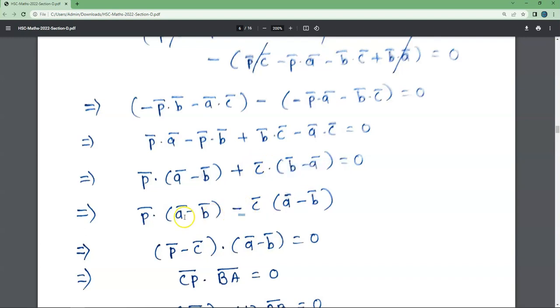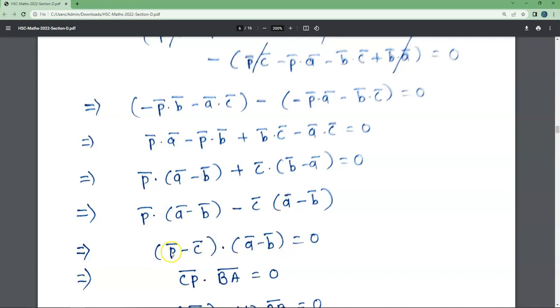Okay. So this will be as it is: P bar dot A bar minus B bar minus C bar dot A bar minus B bar, and is equal to 0 here. I forgot the equal to 0. Okay. Now, A bar minus B bar is common. And then P bar minus C bar. So P bar minus C bar dot A bar minus B bar will be 0.